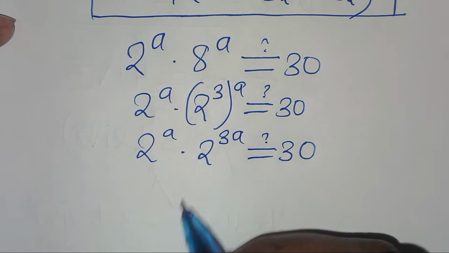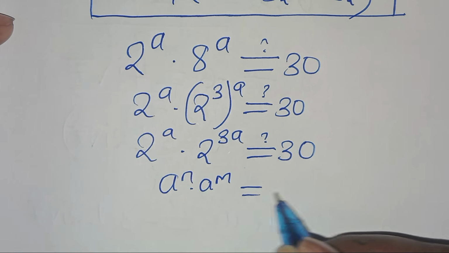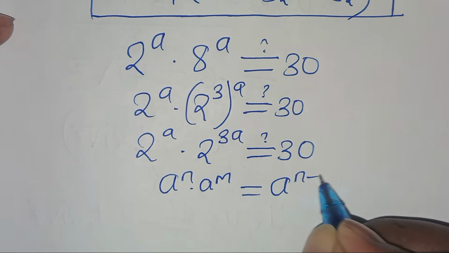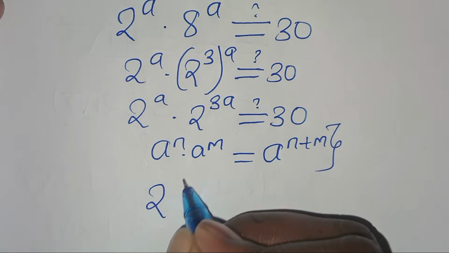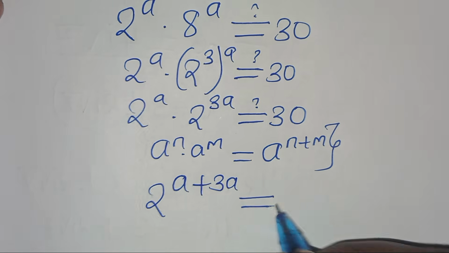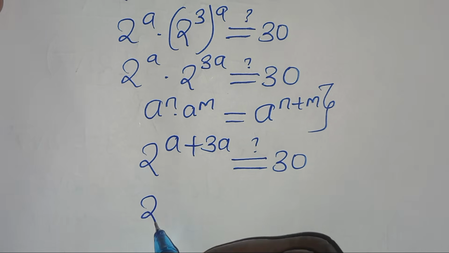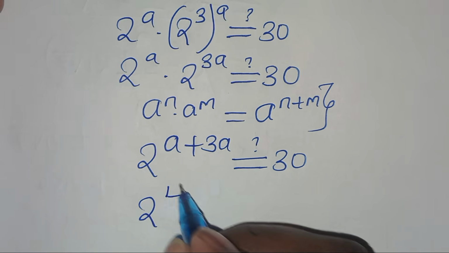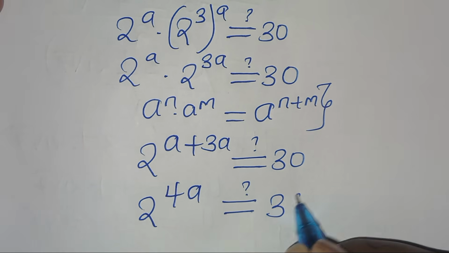Now, this is in the form of a to the power of n times a to the power of m, which can be expressed as a to the power of n plus m. This is to mean that we have 2 to the power of a plus 3a, which is 2 to the power of 4a. And this is supposed to give us a value of 30.